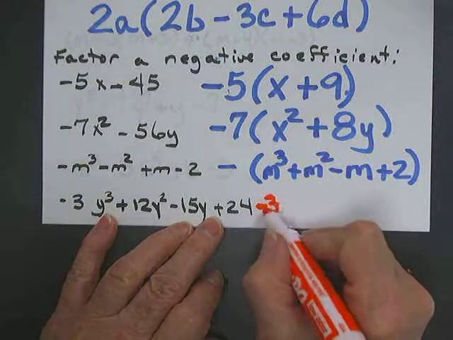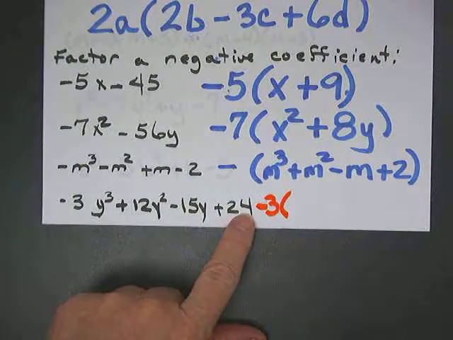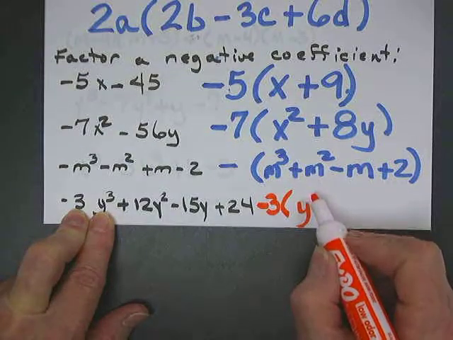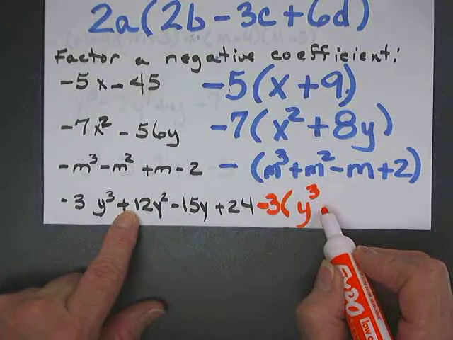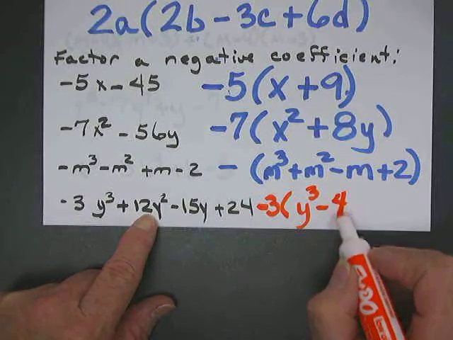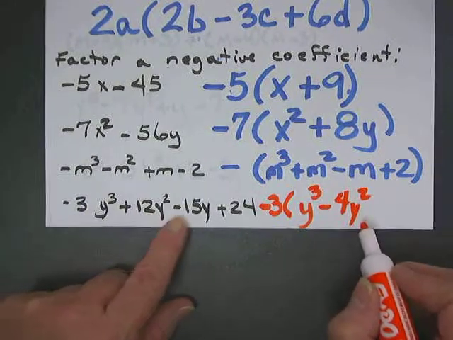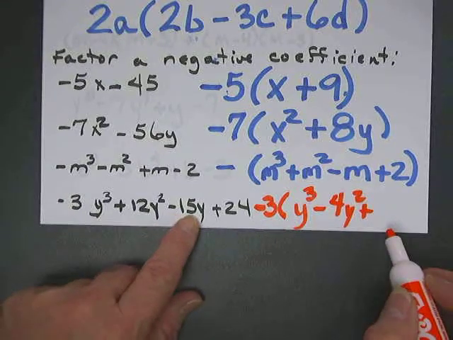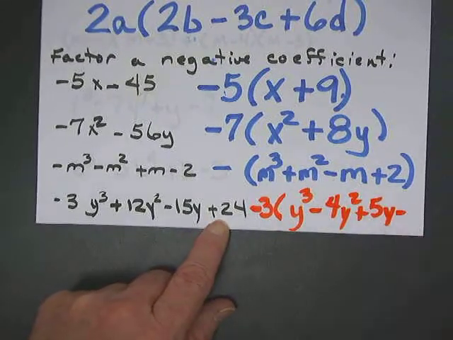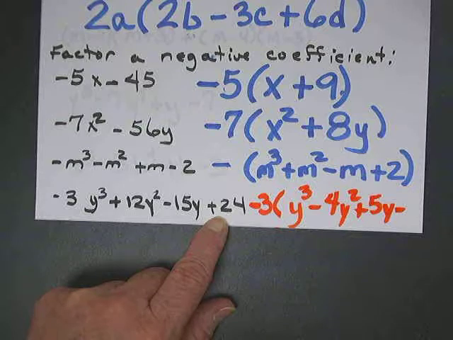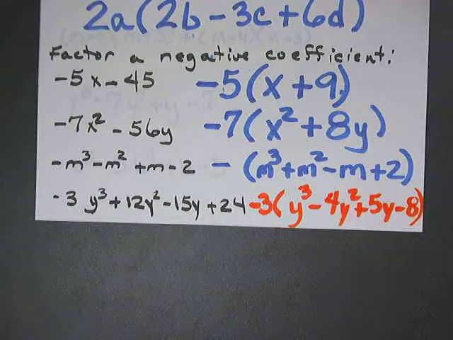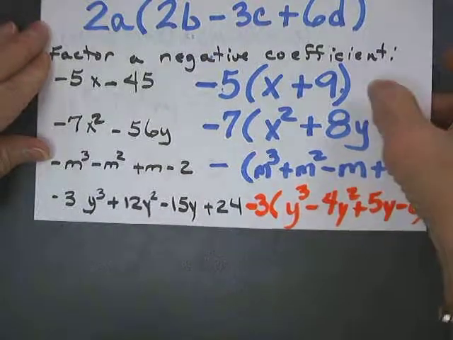Okay, what do we have in common down here? -3? Okay, so -3. Y, no, this one doesn't have a y. Okay, so the first term, y cubed, right? Instead of plus, remember we factor a negative. It changes the signs in here. 4y squared, change it to plus 5y, change it to minus what? 8.